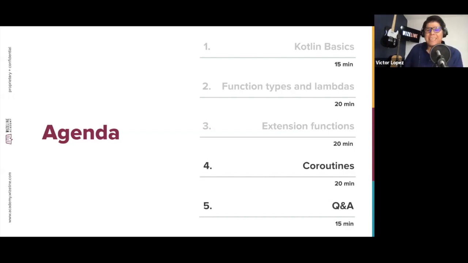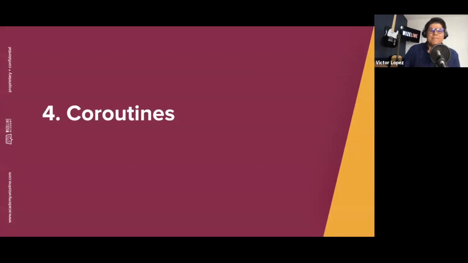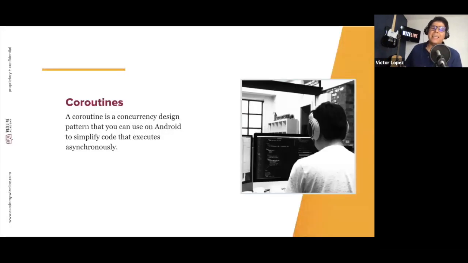So let's check the next topic. The next topic in the agenda is coroutines, right? So let's start. So coroutines, again, here we have another text. A coroutine is a concurrency design pattern that you can use on Android to simplify code that executes asynchronously. I know this sounds a little bit hard, but I have some examples to show you how we can implement coroutines. It's not as hard as it seems. Okay, so let's start.